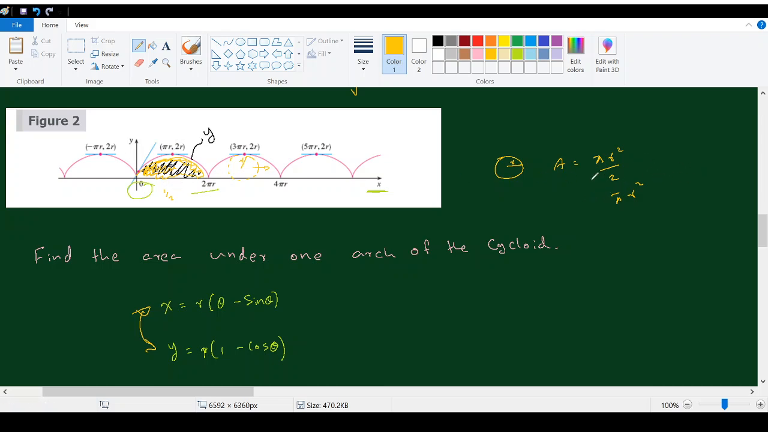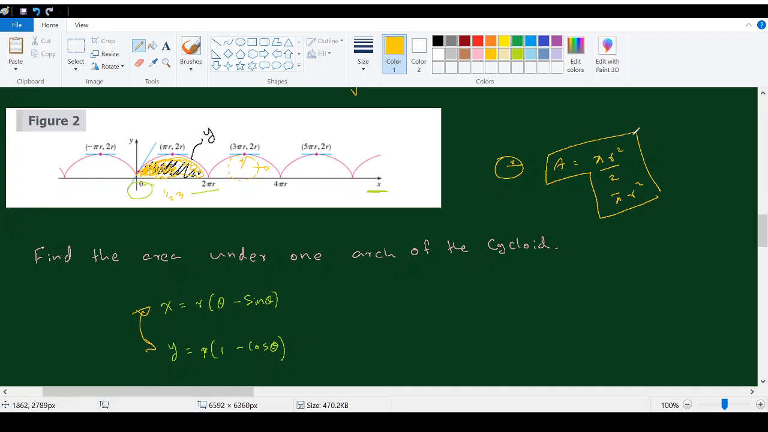But surprisingly, once you do the calculation, we can see that this is 3 times the area of this rolling circle. It's kind of a strange result. There's no way of visualizing it at the beginning.